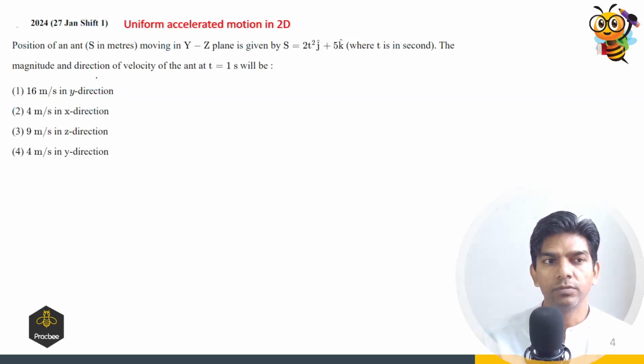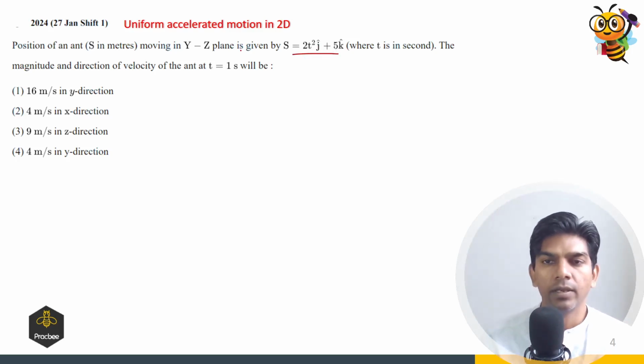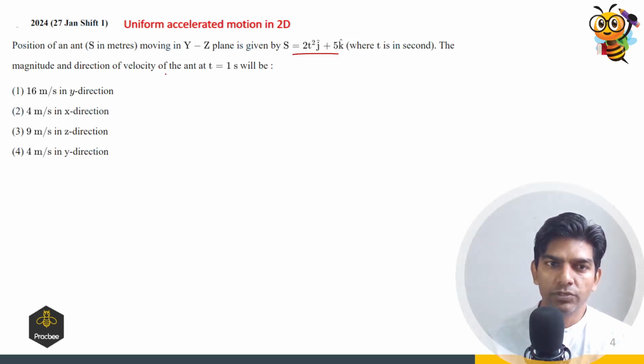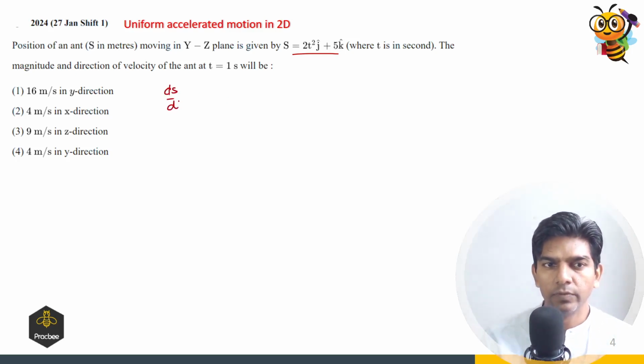Now let us see this question. The position of an ant, which is s in meters, moving in the yz plane, is given by this equation. So s is equal to 2t square j cap plus 5 k cap, and time is in seconds. What are the magnitude and the direction of the velocity of the ant after 1 second? So we know that ds by dt will give us the velocity. That will be 4t j cap plus 0.